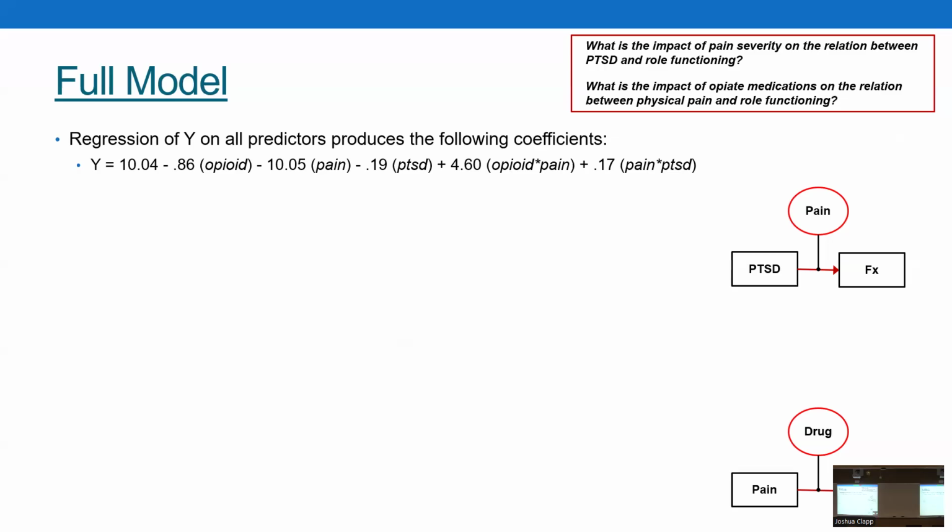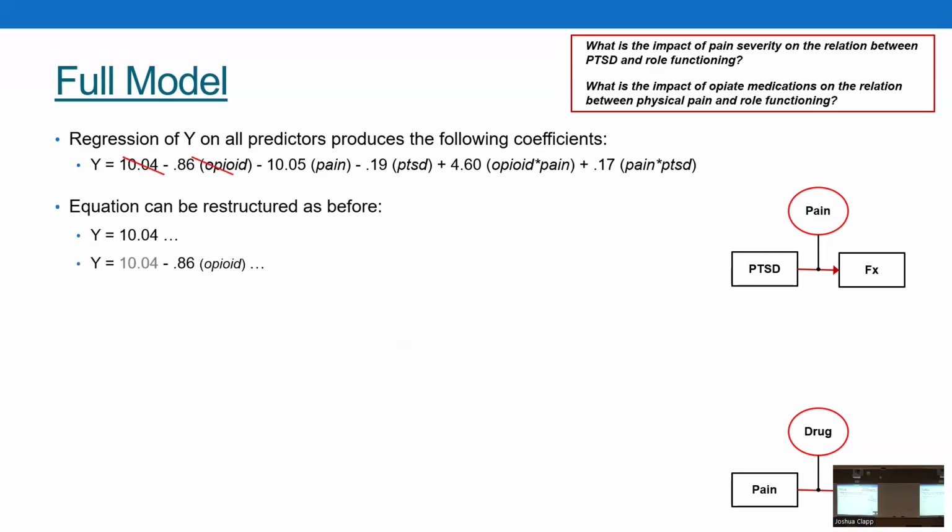And then I'm going to run a second model, or I guess a third model at this point, and I'm going to substitute in my low pain. So now 0 corresponds to a standard deviation below the mean of pain. So now this is the effect of PTSD, holding everything else constant at 0. But holding everything else constant at 0 means controlling for opiate use and pain at a low level, a standard deviation below the mean of the sample. So all we're doing is playing around with where that 0 point is.